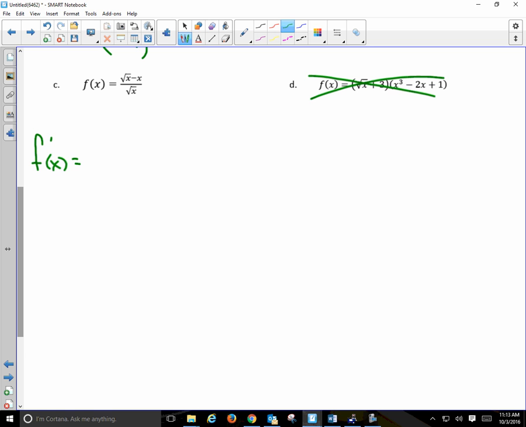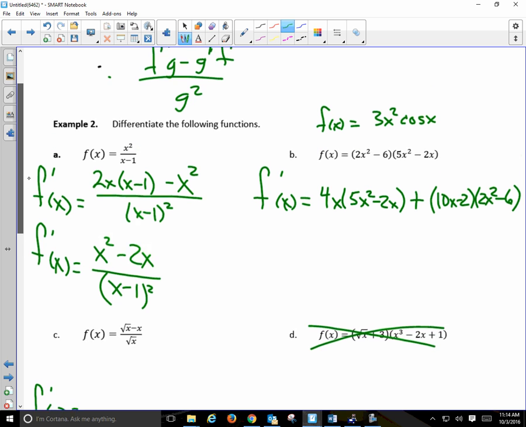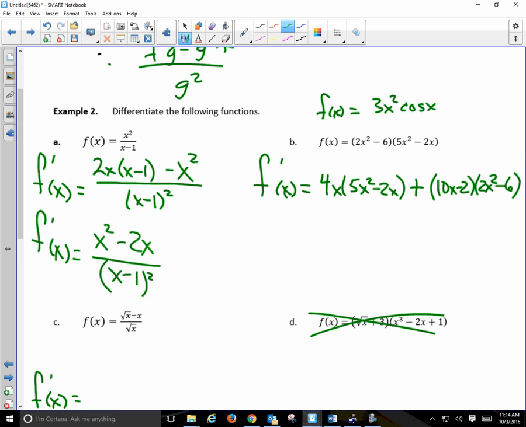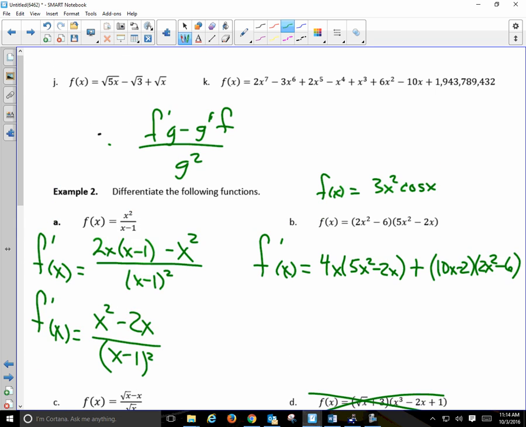Do you think we'll use the quotient rule or the product rule? Quotient rule. Yes. As far as whether we use the quotient rule or the product rule: if you see dividing, we're going to use quotient. If you see multiplying, we'll use product. So you want to start to commit that to memory.